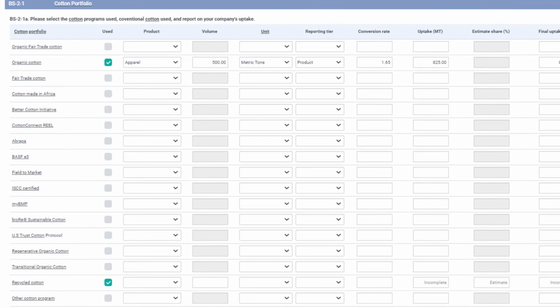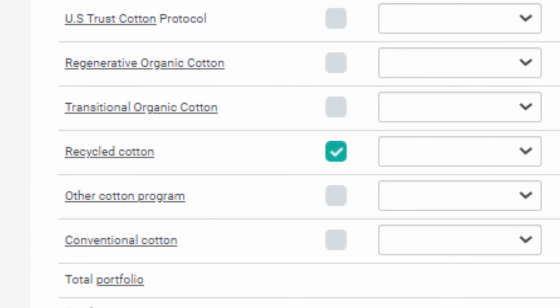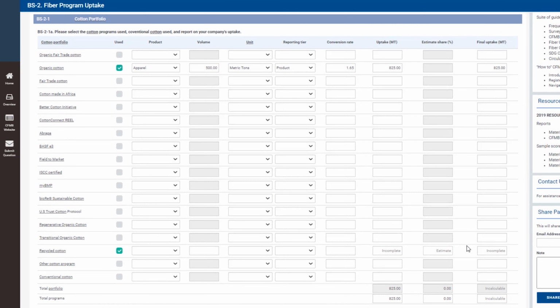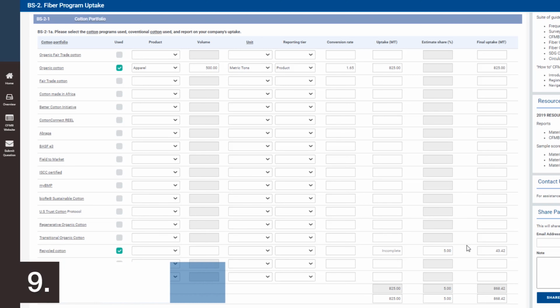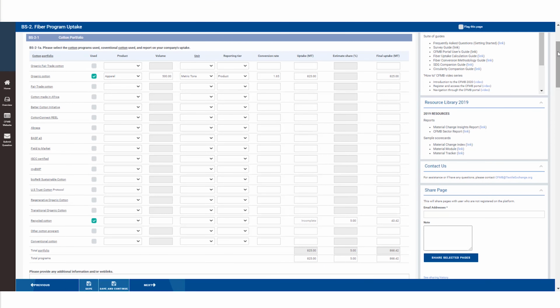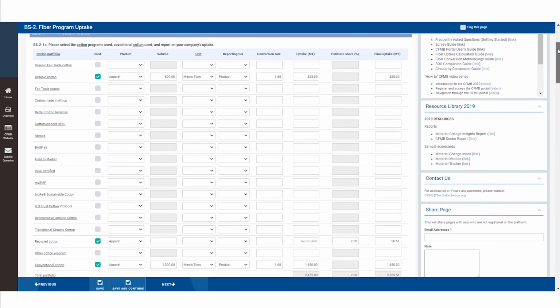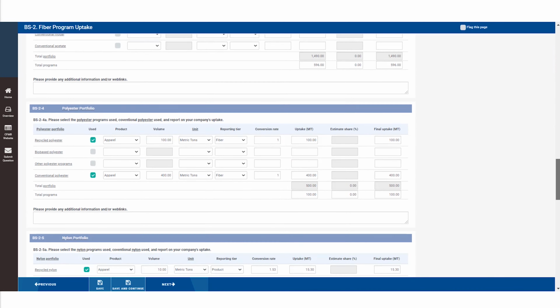For example, if you sourced recycled cotton and know that this is approximately 2% of your total cotton sourcing, please enter 2. Step 9 is automatically completed in the survey. This is the final uptake volumes in metric tons, which also includes any estimates you may have entered. Please repeat steps 1 through 9 for each unique fiber type your company sourced during the reporting period.